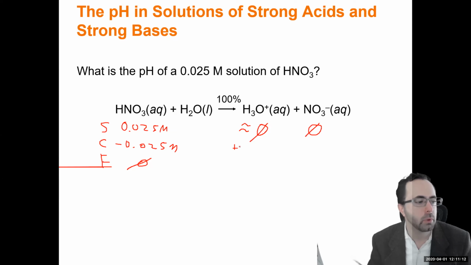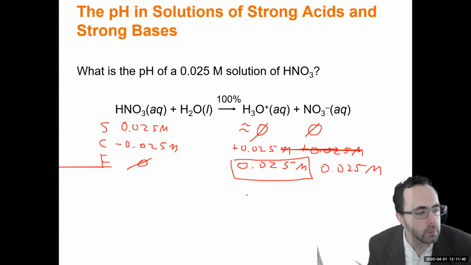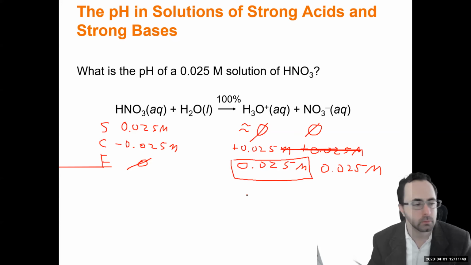And so then we'll have plus 0.025 molar for this and plus 0.025 molar for this. And really, you don't need to do all of this work. You just need to know that this will 100% dissociate. So every time one of these dissociates, it's going to make one hydronium. And the hydronium is what we need in order to find the pH.